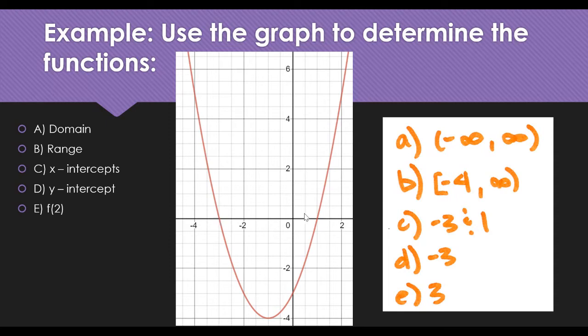X-intercepts, where does it cross the x-axis? Right there at -3, right there at 1. You'll notice my graph's counting by like 1/2, so -3 and 1. Y-intercept, where does it cross the y? Down here at -3.